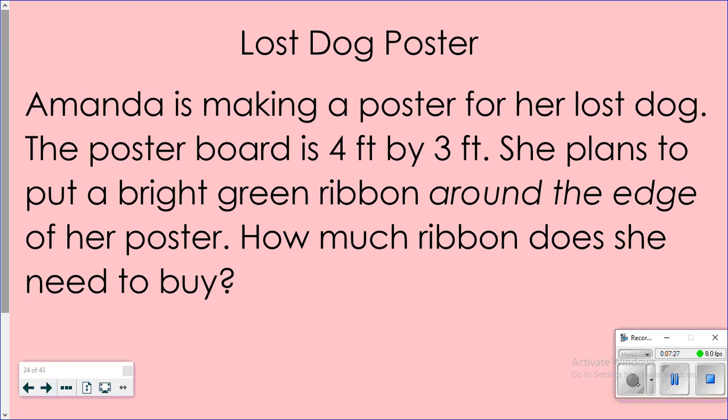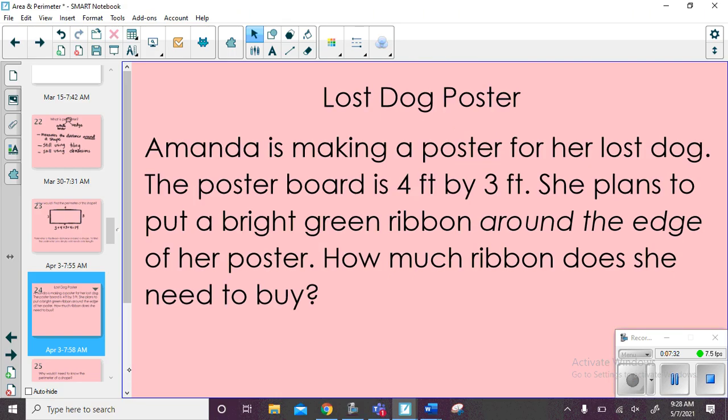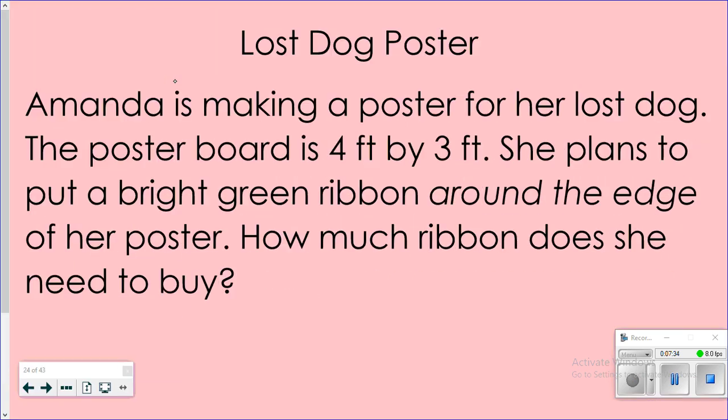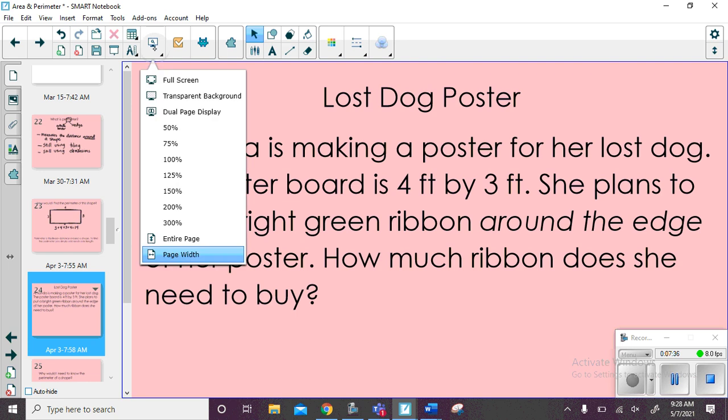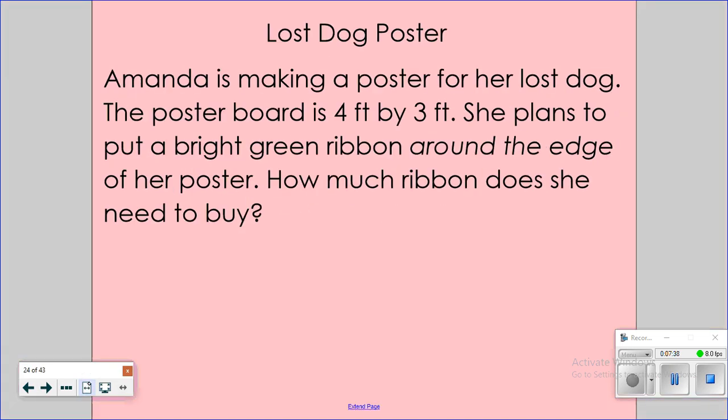Amount of ribbon. But yes. Whoops. That's not what I meant to do. This one. Oh, come on. There we go.